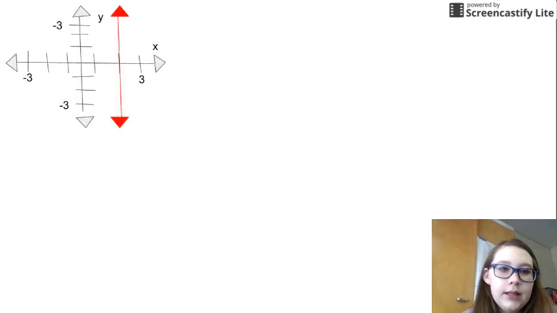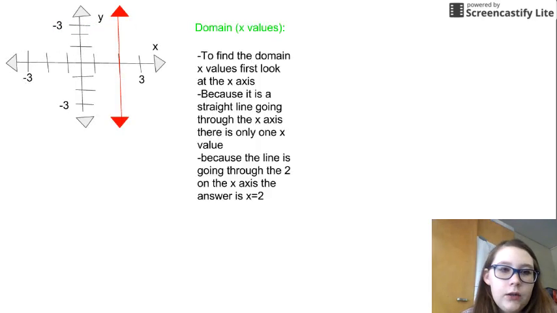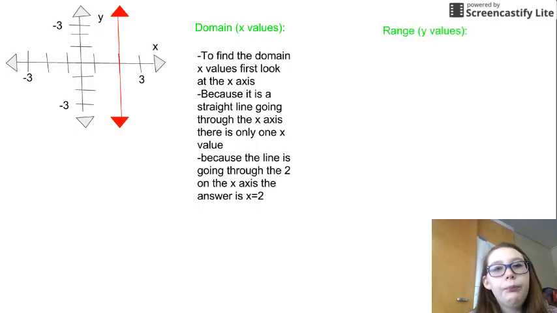For this line, to find the x values, you must look at the x-axis. Because it is a straight line going through the x-axis, there is only one x value. Because the line is going through the 2 on the x-axis, the answer is 2.